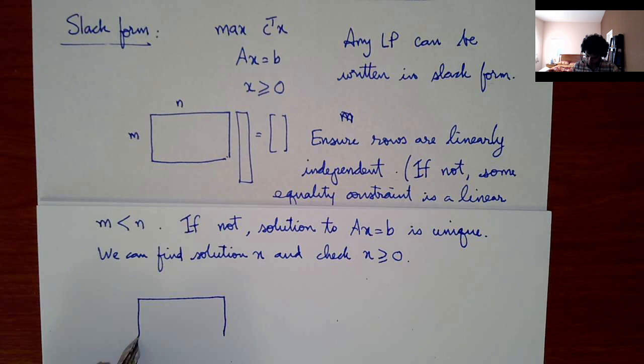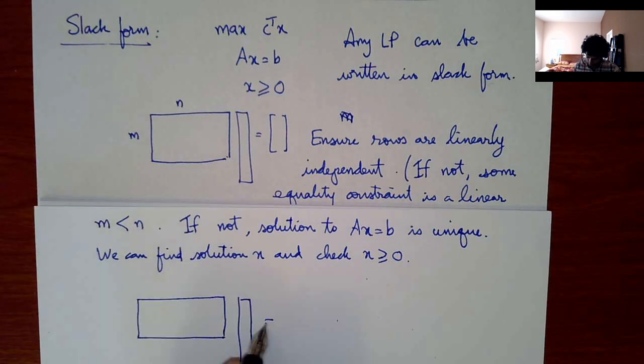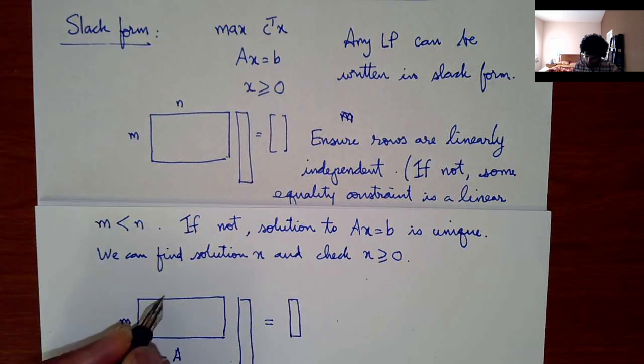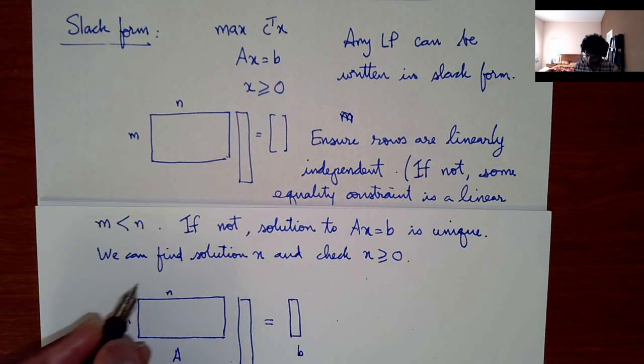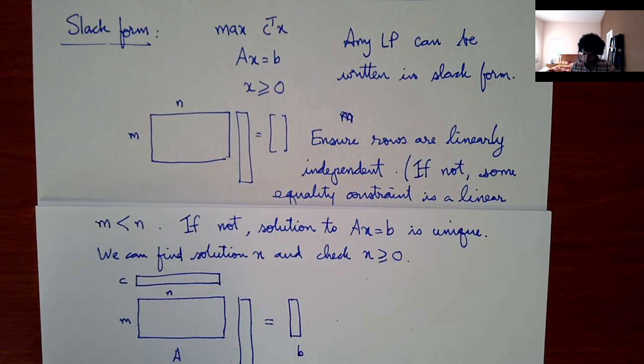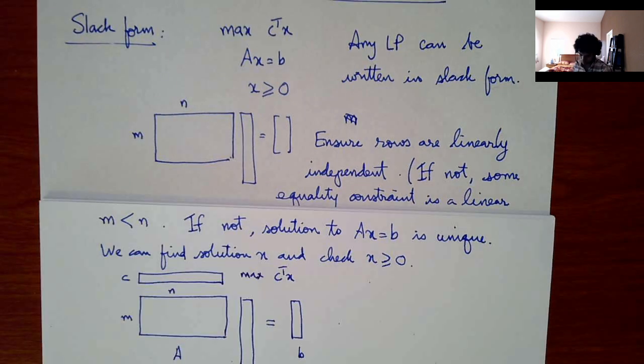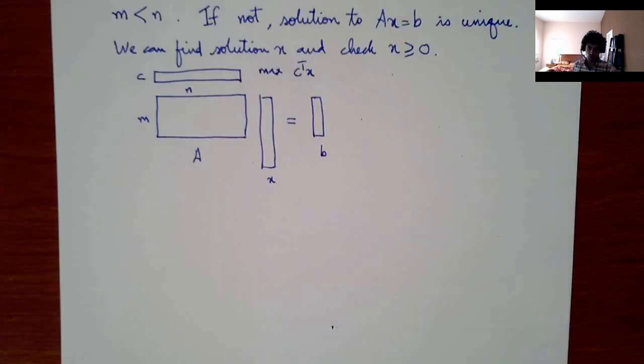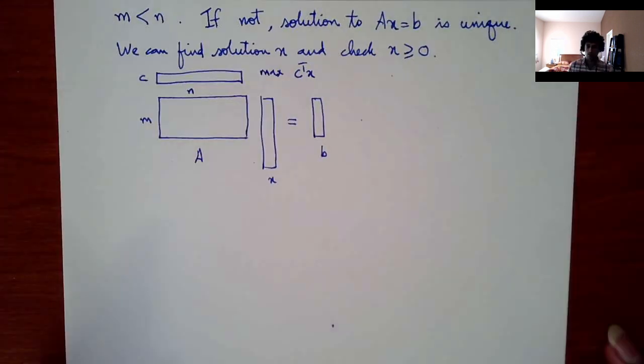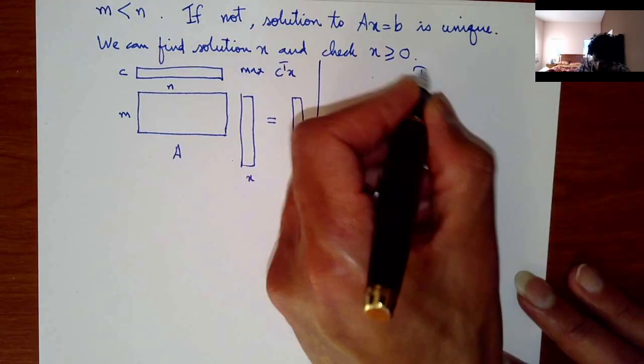I'll just draw this again. Right, so this is A, M by N, X, and B. I'm just going to draw C over here, right? Because we want to maximize C transpose X. So C is also n-dimensional. Okay. Now, given the primal, it is natural that we write the dual. So let me write the dual here.